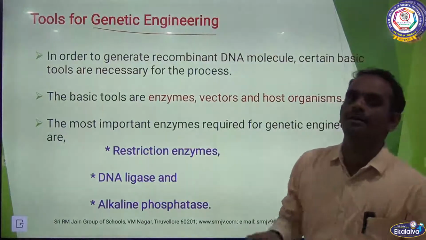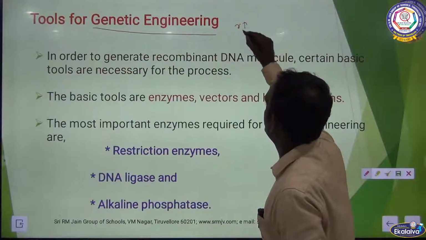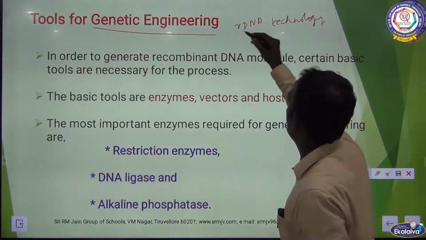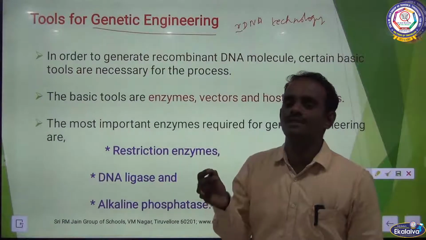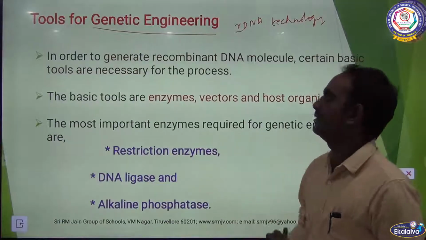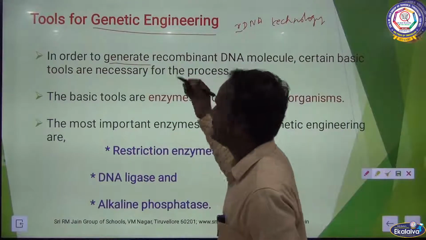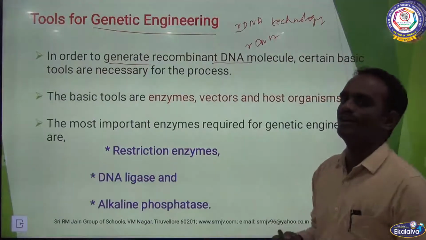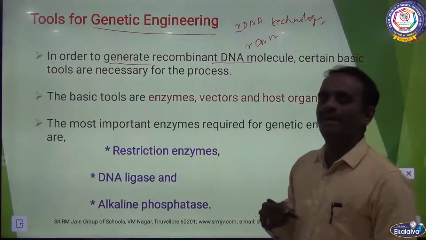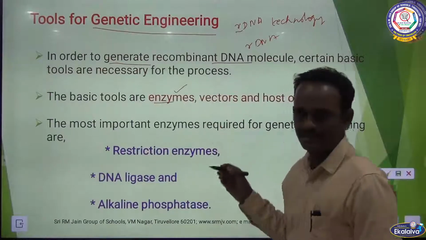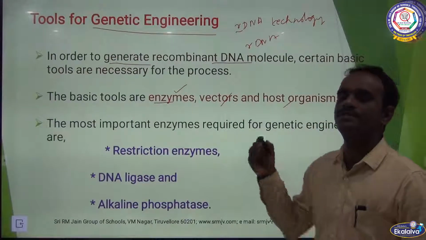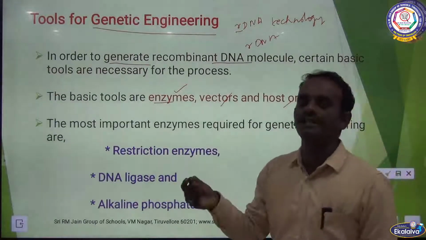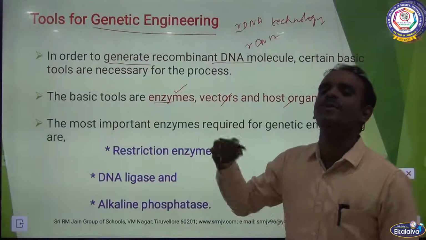Genetic engineering is also called rDNA technology. R represents recombinant DNA technology or gene cloning. In order to generate a recombinant DNA molecule, certain basic tools are necessary for the process. The basic tools are enzymes, vectors and host organisms. These are the three important basic tools for constructing recombinant DNA.